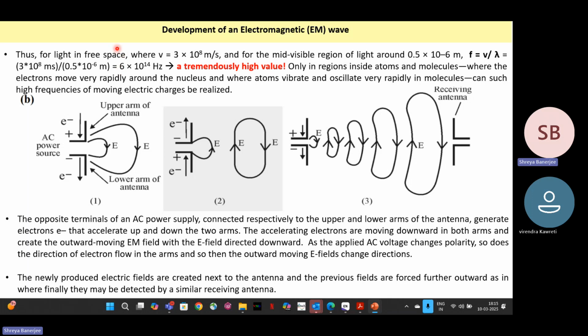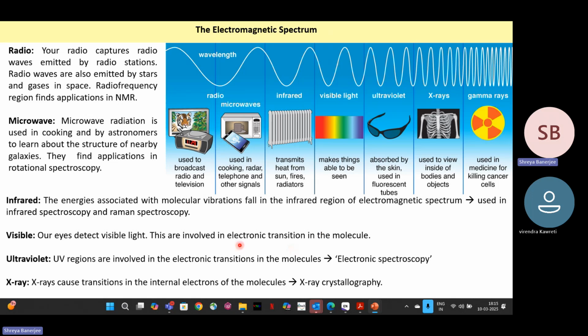So that is associated with visible light, and that is why visible light can be used for electronic transition in the molecule. Because when you supply visible light to the molecule, the frequency of the light matches the frequency at which the electrons are vibrating, and so the electrons will be able to interact with the visible light and get excited to a higher energy level. So visible light can be used in electronic spectroscopy.